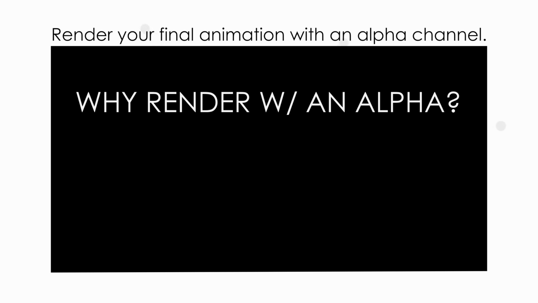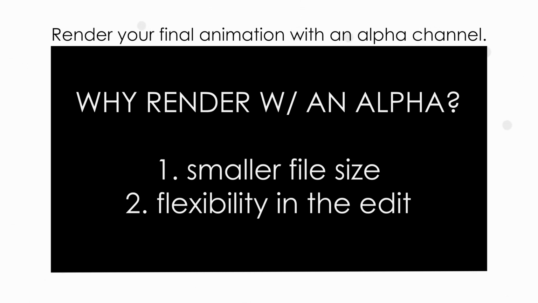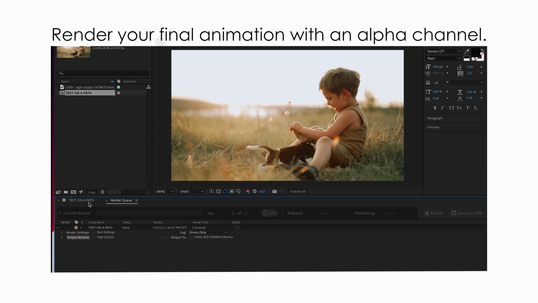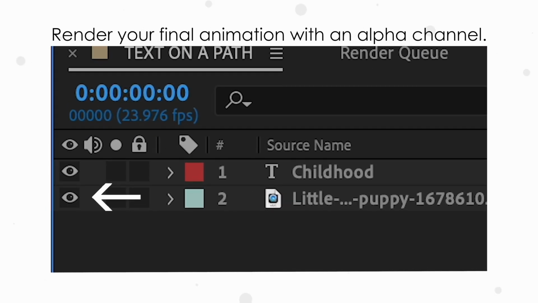There are a couple advantages to this. One, your final animation file will be smaller. This is good if you're uploading it to an FTP for a client. And secondly, if the text and the video aren't married, you can tinker with the video underneath it in Premiere once you import it. So, to export your text without the video behind it, first, in your composition, turn off the eyeball to the left of the video layer.